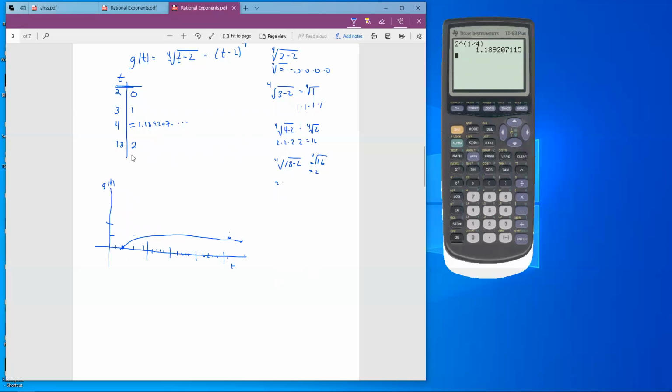If we wanted to get the next one for 3, I think we need to get 81. So I think the next one is going to be 83 here. 83 minus 2 is 81, and the fourth root of 81 is 3. So we have to crawl way beyond my screen in order to get up to 3. This does keep increasing despite the way I've drawn it, but it's very, very slow. So that's the way you want to do this.